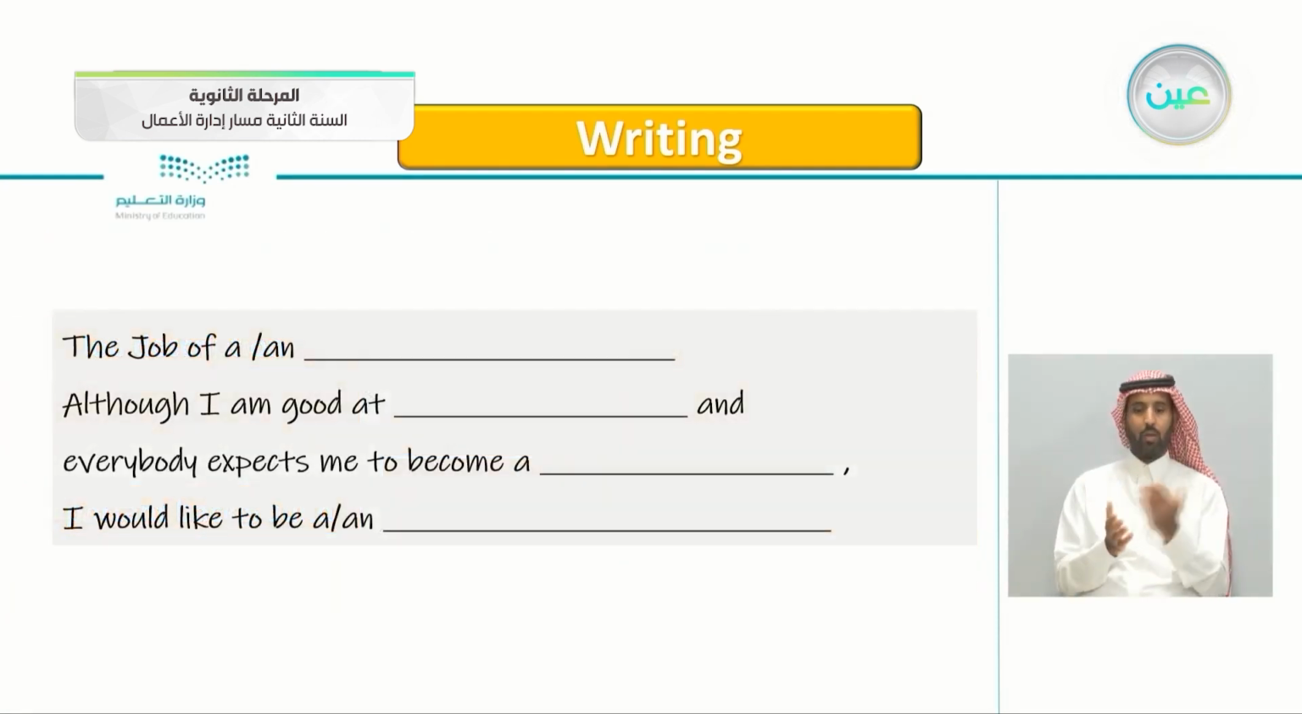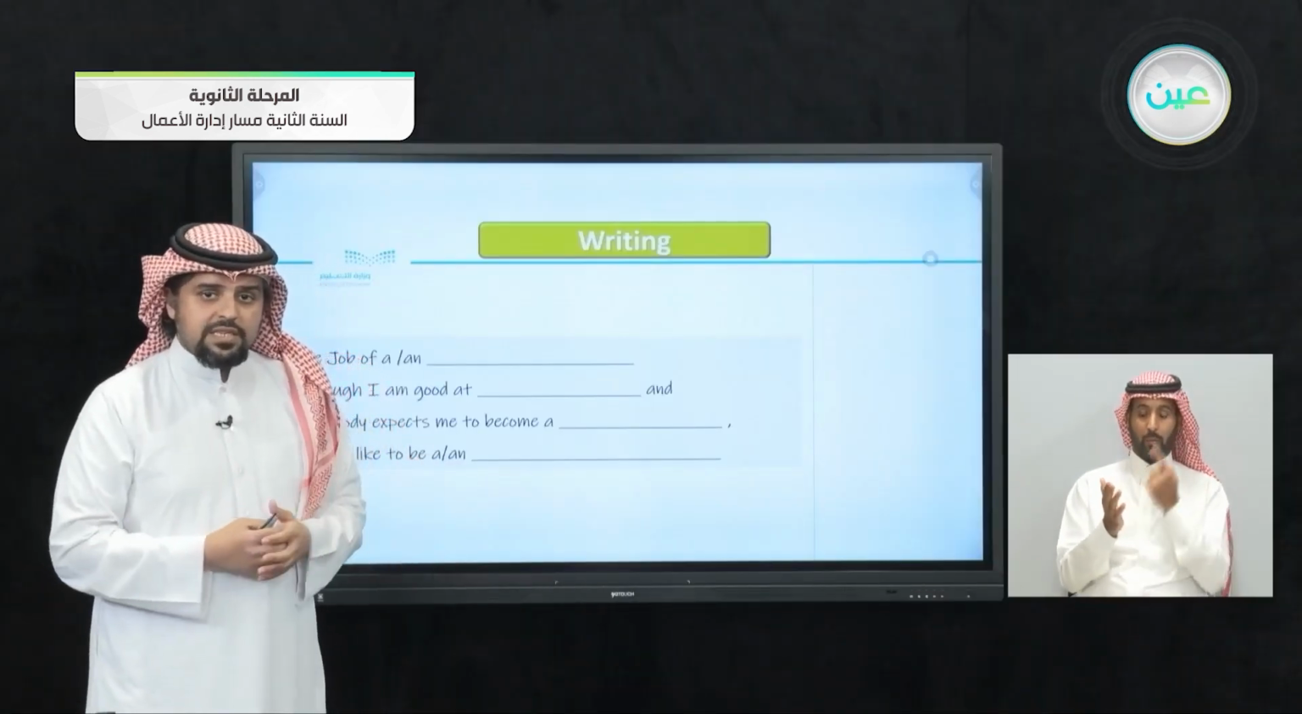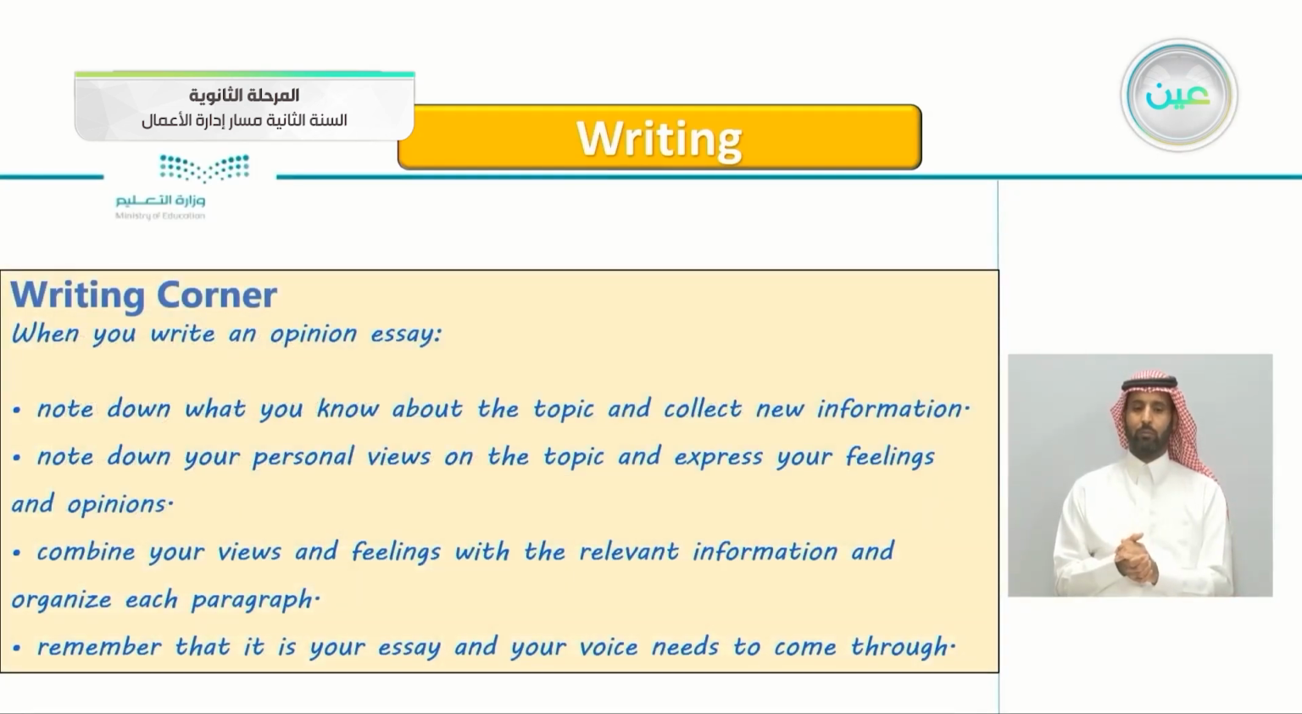And this is how you write the article: the job of a or an, and you write whatever job that you like. Although I'm good at, and everybody expects me to become a, I would like to be an or a. So you have to begin your article by filling these gaps, and then you can continue the article by yourself. So here's the writing corner.